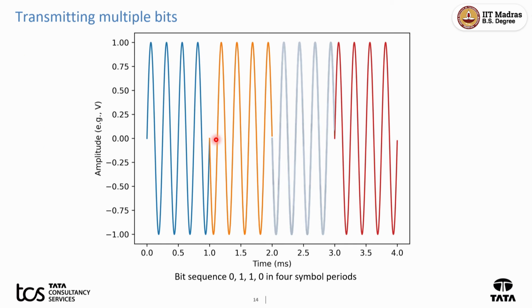In this case, if we transmit multiple bits, you remember the same color scheme: blue is for 0, orange for the first 1, green for the second 1, and red for the last 0. So, what are we saying? If it goes upward at the beginning of the symbol period, it is 0. If it goes downward, it is symbol 1. And so, this is 0, this is 1, this is 1 and this is another 0. You may notice that at these points the phase changes, but I am not going to get into the implication of what that means.